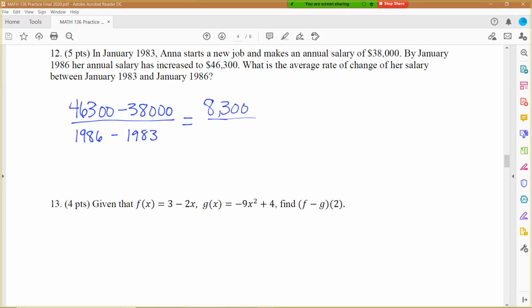And from 1983 to 1986, 3 years have passed, right? So in 3 years, her salary has increased $8,300. So we're going to take the amount of money that her salary has increased, and divide it by the number of years to figure out the average change in her salary every single year. You got it. 6, 7. So figure out how much more money she's earning and divide it by the number of years that have passed.